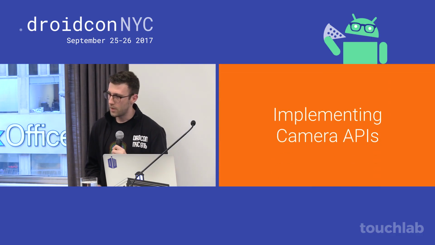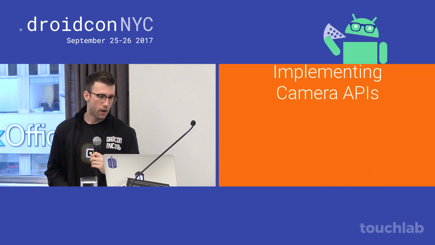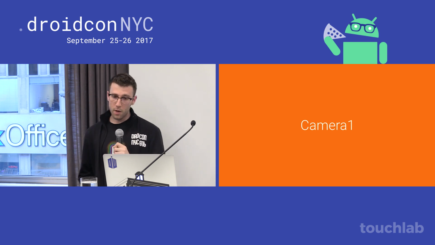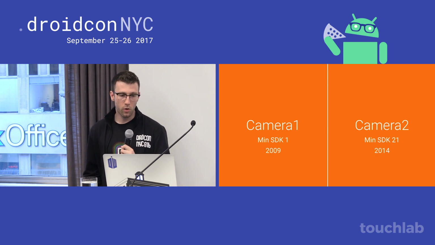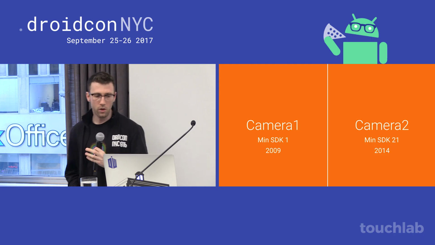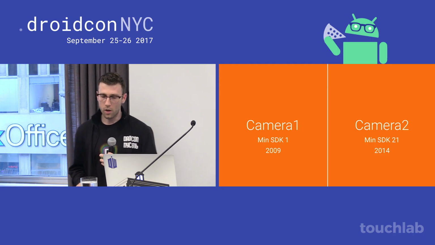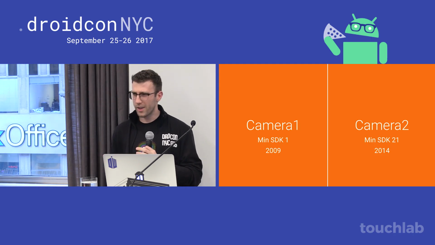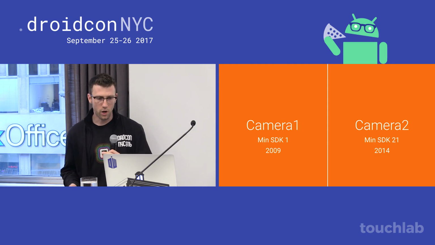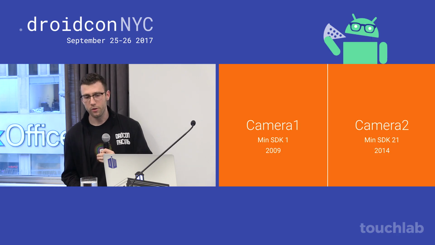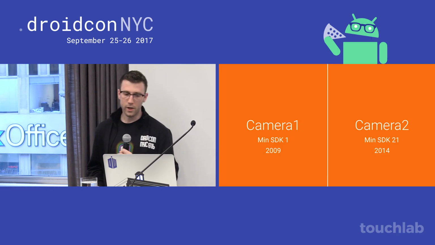All right, so implementing camera APIs. There are 2 APIs for you to choose from. You have Camera1, and you also have Camera2. Camera1 was added in SDK 1 in 2009. It has a relatively simple API for accessing the camera. I say relatively because it's still kind of complicated, but you really can't do much with it. They don't really expose a lot of the things that the hardware can do, but people wanted to write full-featured camera applications, so that's why Camera2 was introduced in 2014 with SDK 21.